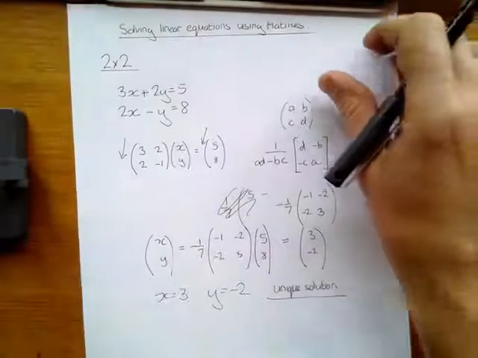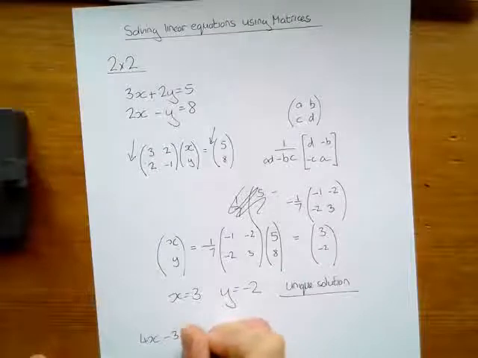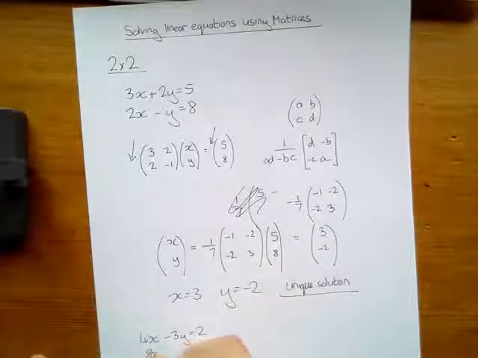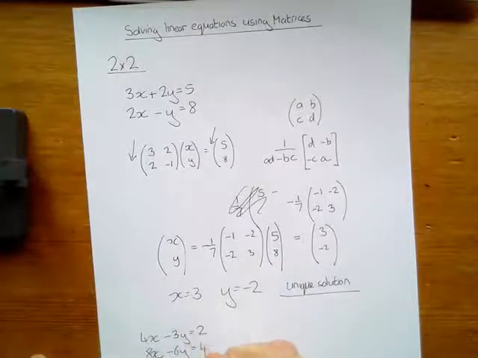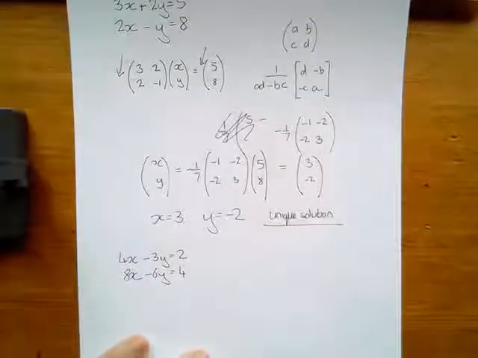Okay, this is from example 2. And the second case is solving this equation: 4x minus 3y equals 2 and 8x minus 6y equals 4. Now when you go to try and solve this, you run into difficulties.